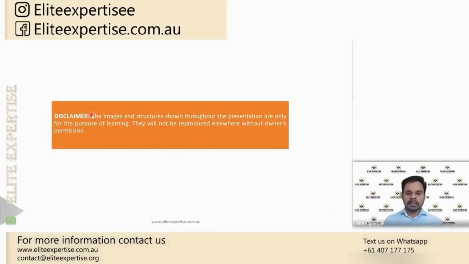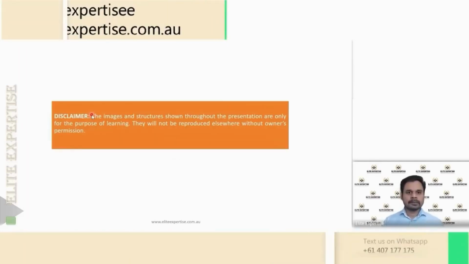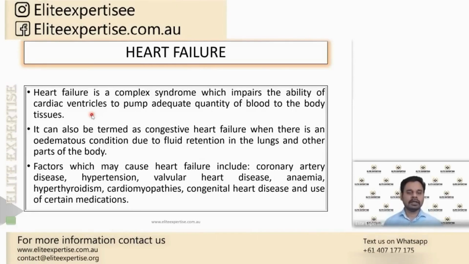So now let's begin with the first part, the pathophysiology of heart failure. Heart failure is a complex syndrome which impairs the ability of the cardiac ventricles to pump an adequate quantity of blood to the systemic circulation, or an adequate quantity of blood to the body tissues. So in heart failure, the heart can't pump the required amount of blood to the body organs. This heart failure can also be termed congestive heart failure.